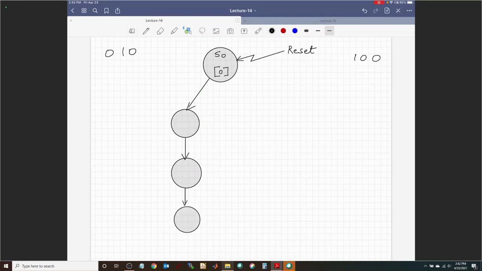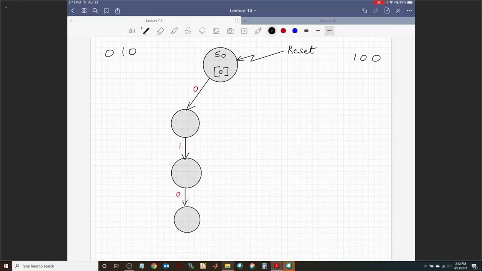To detect the string 0, 1, and 0. If I get a 0, I will go there. If I get a 1 after that, I will go there. And if I get a 0, I'll go over there, right? So this is 0, 1, and 0. That's sort of my goal, right? That's what I'm trying to detect. So that's sort of the good path for detection.